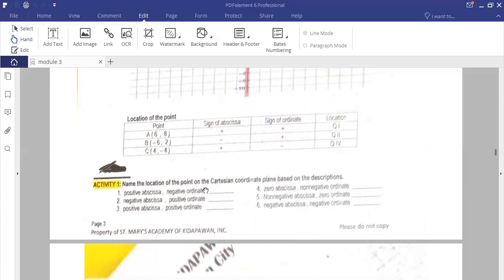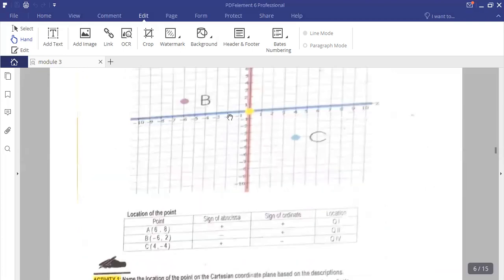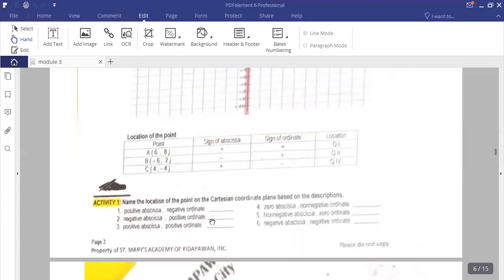Name the location of the point on the Cartesian coordinate plane based on the description. So it says there location. So how about number 2? We have negative abscissa and positive ordinate. So we have negative x and positive ordinate. So it is in quadrant 2. Okay. So you can answer number 3 on your own.